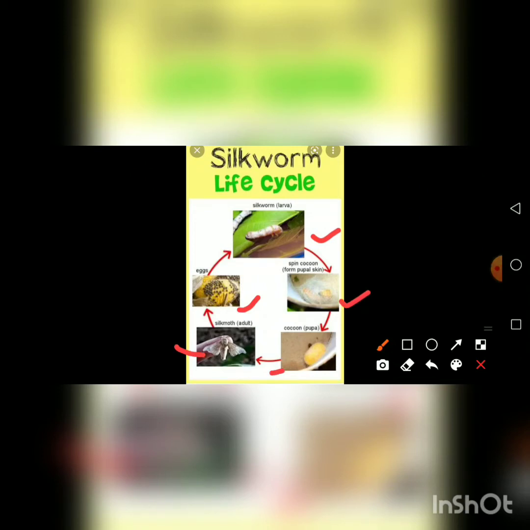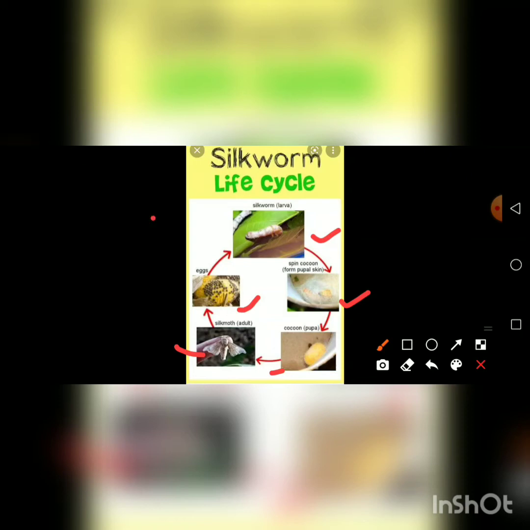Once the eggs are laid, the eggs are hatched into what? They are hatched into the larva, also called the caterpillar. This caterpillar later develops into the stage called pupa, and later into the cocoon. This cocoon later develops into a small insect called the silk moth. This is the picture showing the life cycle of the silkworm.